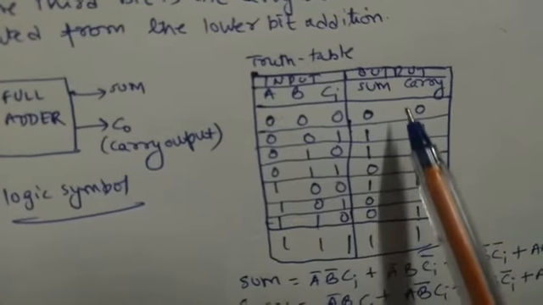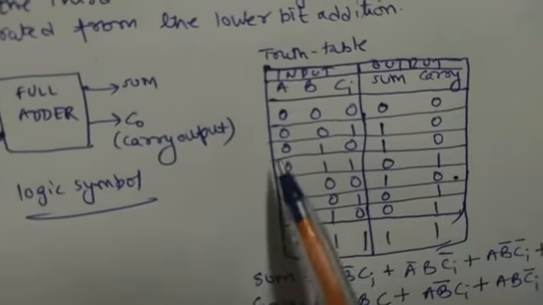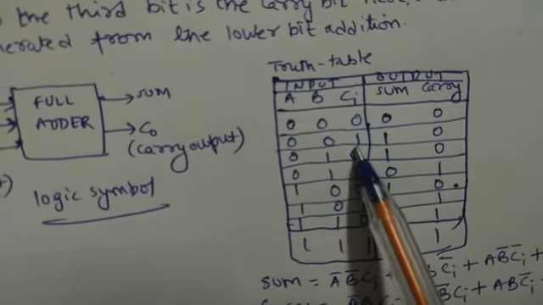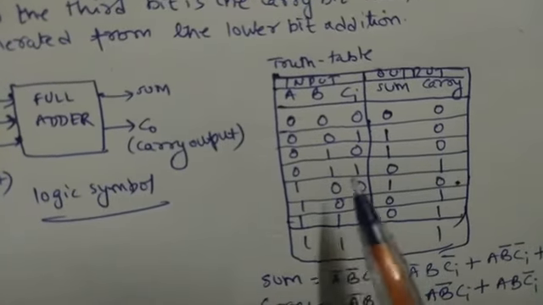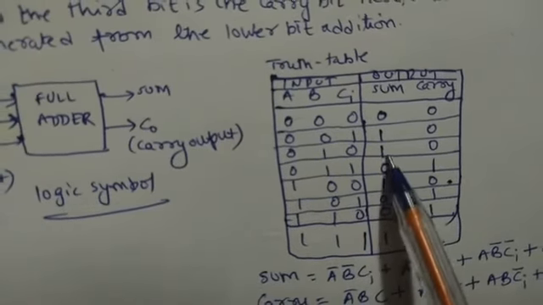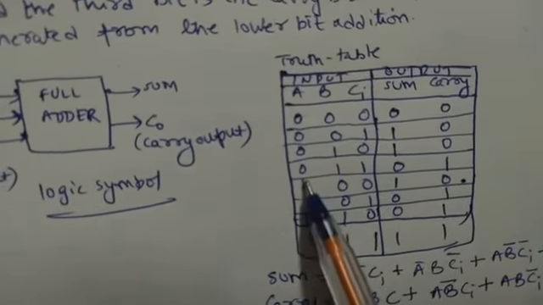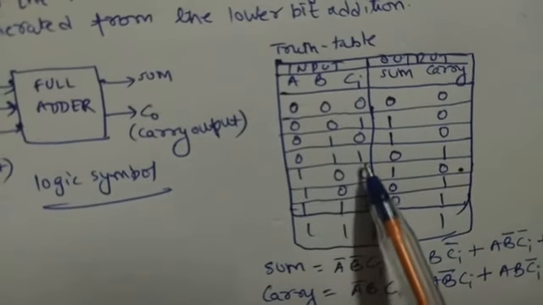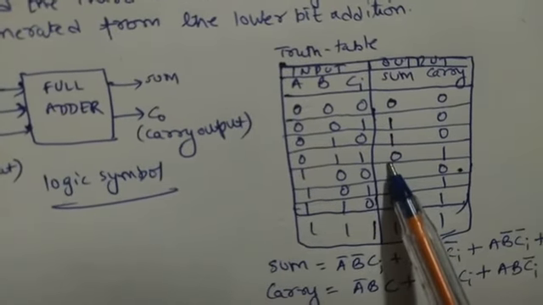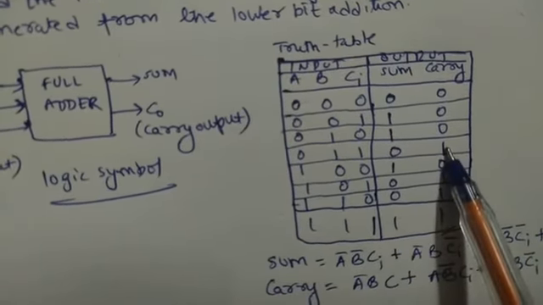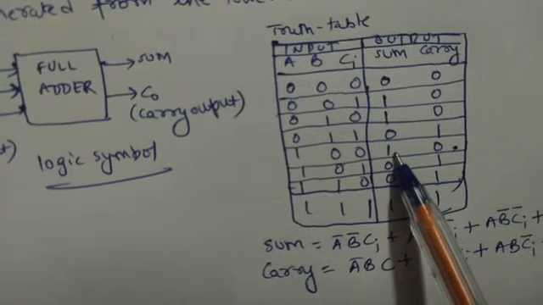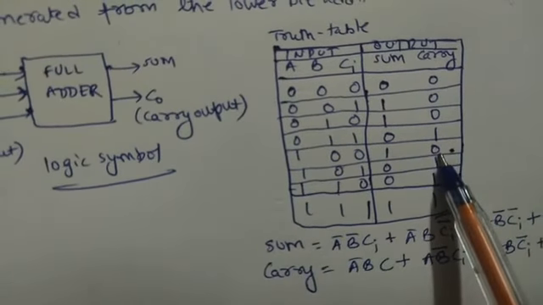When all three are 0, obviously the sum will be 0 and carry will be 0. When there is one input which corresponds to 1, we have sum 1, carry 0. And in case of 0, 1, 0 as inputs, the sum again will be 1, carry will be 0. Now when we have 0, 1, 1, in this case we are going to get the sum as 0, and there will be a carry generated, and it will be 1. Next we have the combination as 1, 0, 0. Here we will have sum as 1, carry again 0.